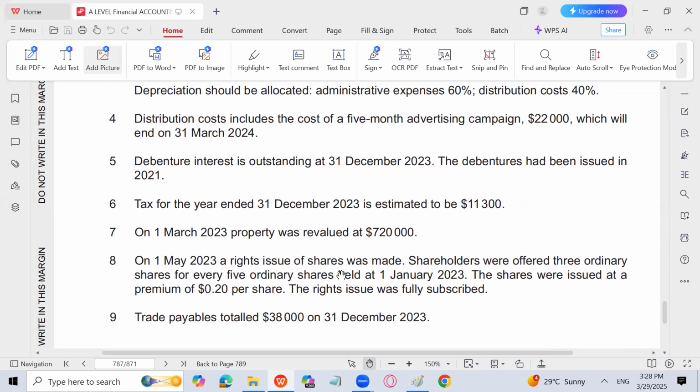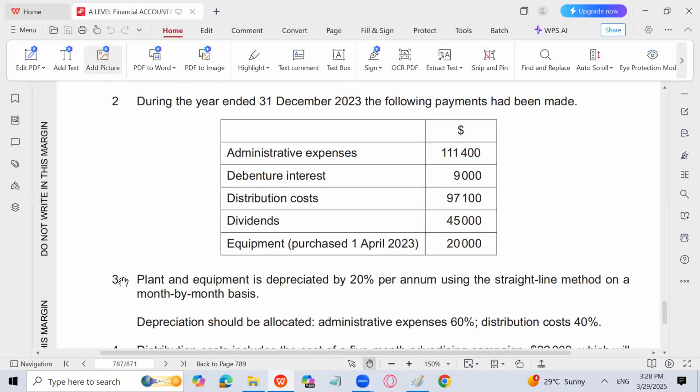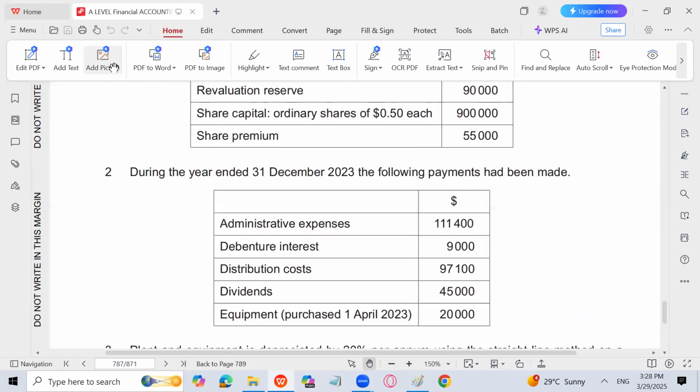On 1st May, a rights issue of shares was made. Shareholders were offered 3 ordinary shares for every 5 ordinary shares held at 1st January. On 1st May, the shares were issued at a premium of 0.2 per share, meaning 0.5 plus 0.2, 0.7. Trade payables total 38,000 on 31st December 2023, because trade payables are not given over here.